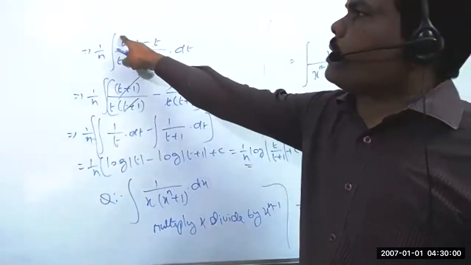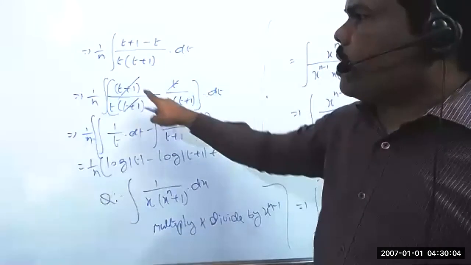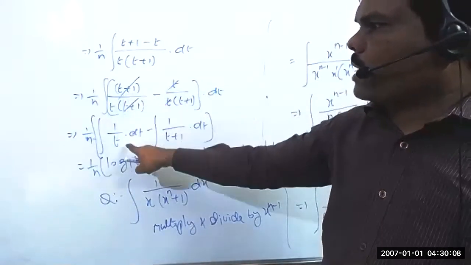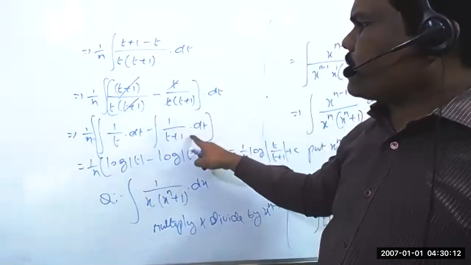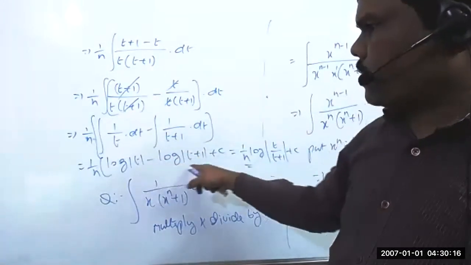So write separately this term by the whole denominator minus t by the whole thing. These two will be cancelled, t and t also cancel. So 1 by n into the integration of 1 by t dt minus the integration of 1 by t plus 1 dt. The integration of 1 by x equals log x. We know that one.